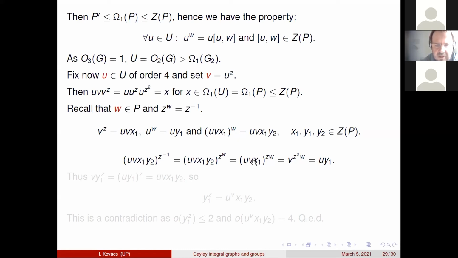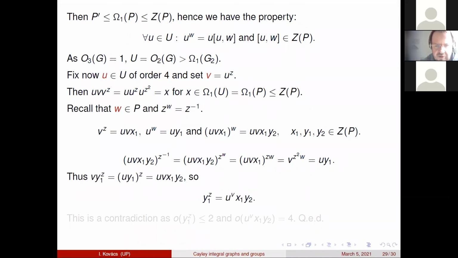Now, this is nothing else than V to the Z, so what we get is V to the Z squared. But V was the image of U here, so this is just U to the Z3, but Z3 is identity, so this is U W, which is U times Y1. Okay, we are almost done.